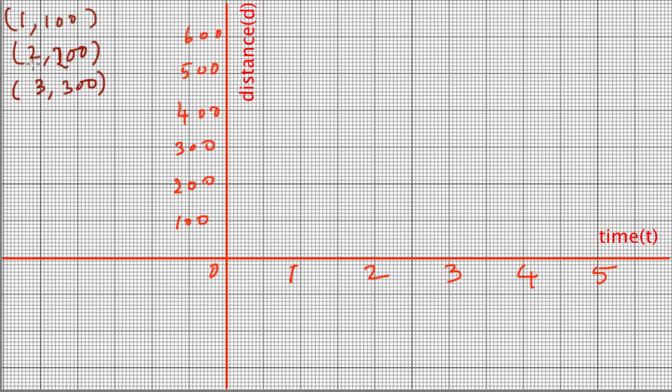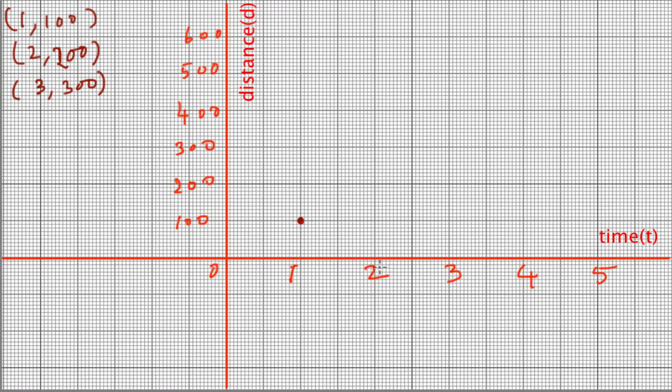From the previous slide, we have seen that when time is 1, the distance is 100, time is 2, the distance is 200, time is 3, the distance is 300. So these are our 3 points. So let's try to plot them. So when time is 1, so the time is on the x-axis and the distance is on the y-axis. So when the time is 1, we have the distance as 100. So our first point is over here.